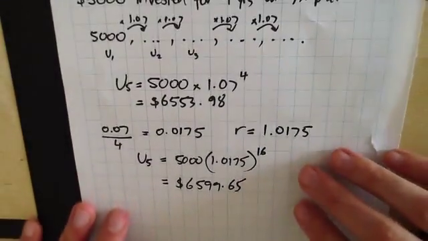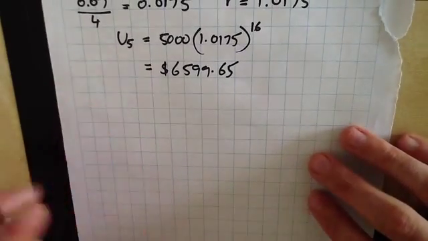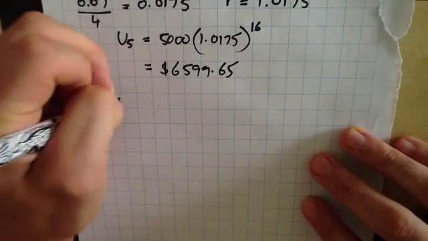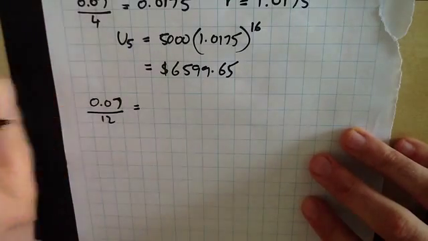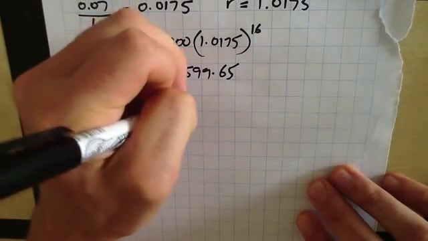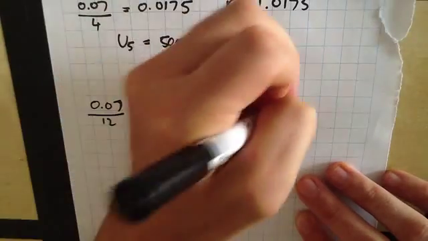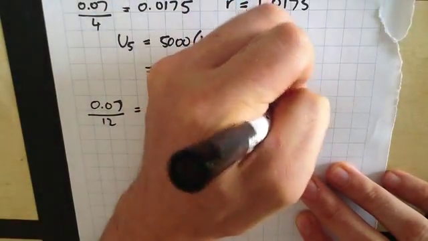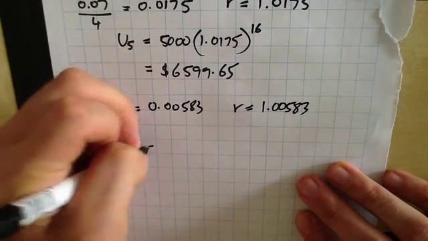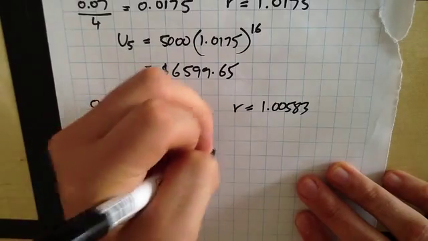What if they said it was compounded monthly? Same scenario, $5,000 invested for 4 years at 7% per annum, compounded monthly. Well, you just go, alright, my 7% is now compounded monthly, so I divide it by 12. That gives me an answer of 0.00583, so therefore my new ratio would be 1.00583.